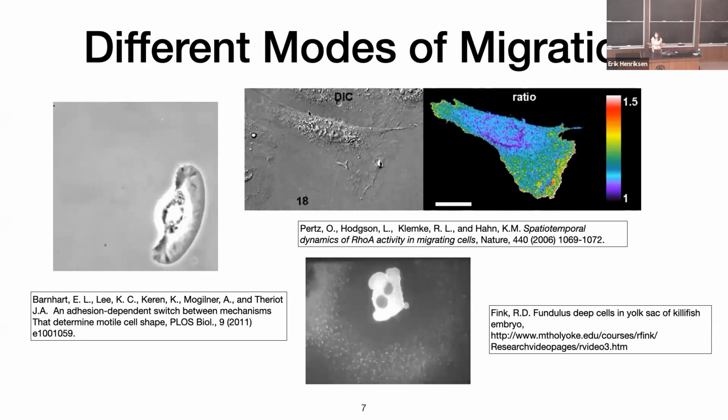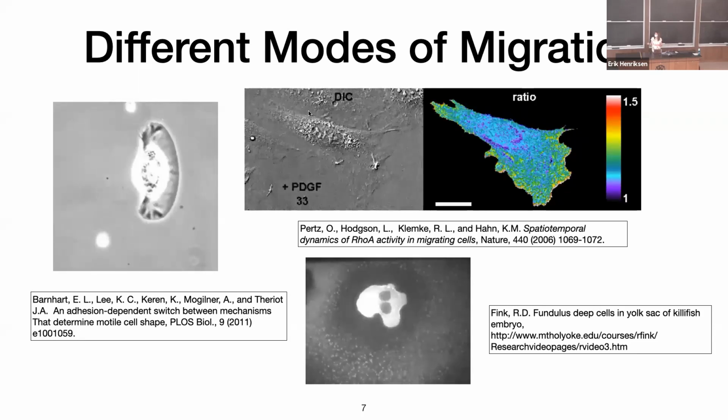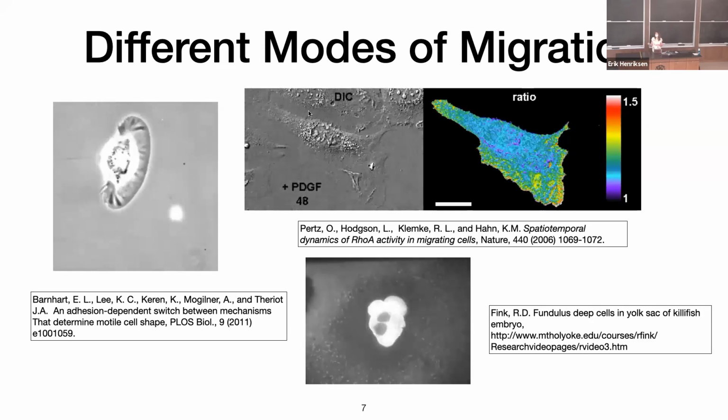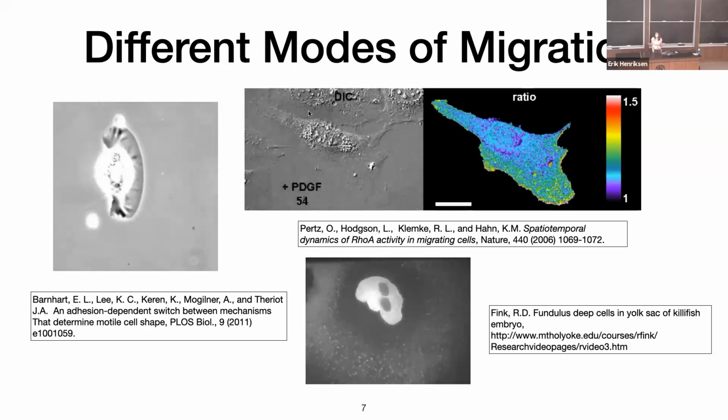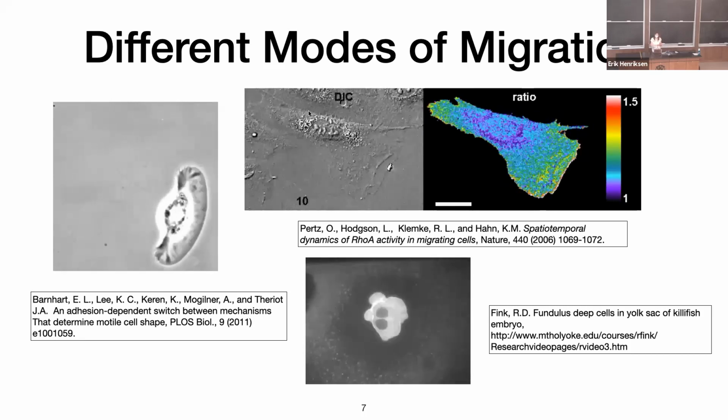And then this is a blebbing cell. It's a Fundulus deep cell in an embryo, and it's using what are called circus blebs. They're called circus because they're round protrusions that move around the periphery of the cell. It is one cell with two nuclei here. So it's not two cells.